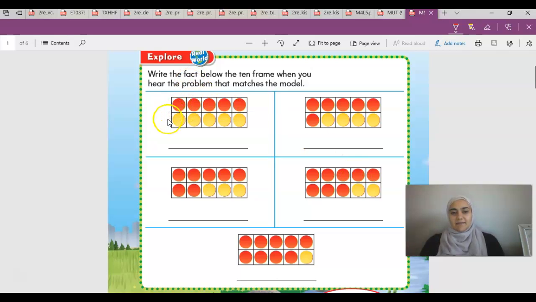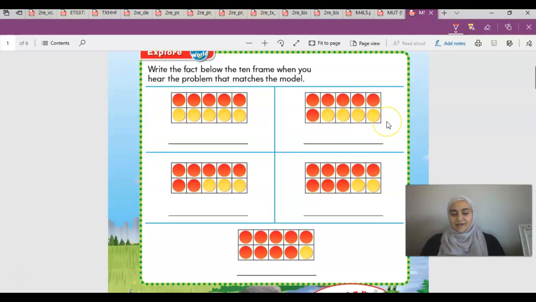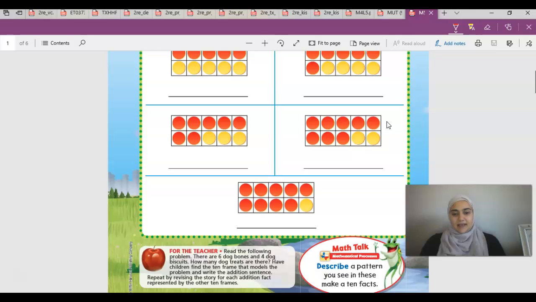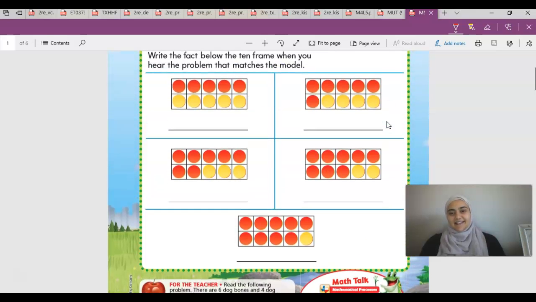This shows 5 plus 5. This one shows 6 in red and 1, 2, 3, 4 in yellow. Very good. So which one is it? It's probably this one. So 6 plus 4 equals 10.